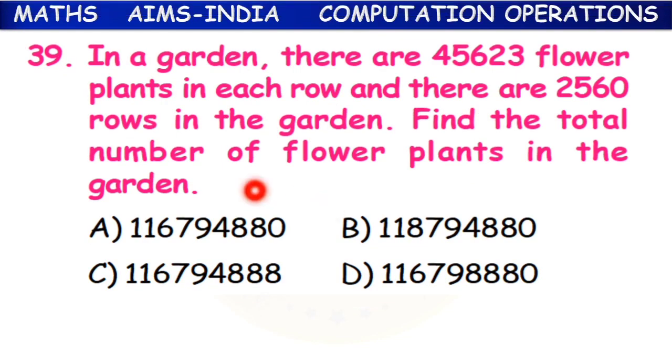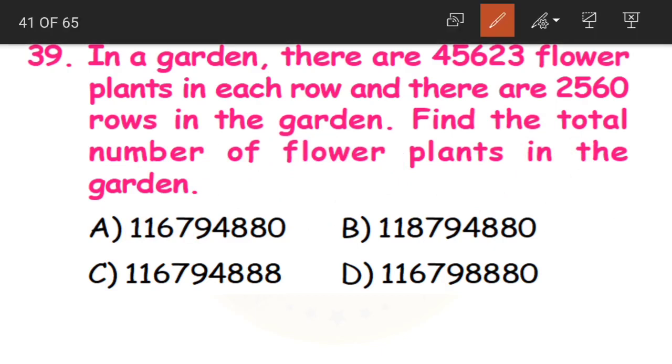Next question number 39. In a garden there are 45,623 flower plants in each row and there are 2,560 rows in the garden. Find the total number of plants in the garden. It is a very simple question, right children? The number of plants in each row is given and also the total number of rows are given. Now we should find out the total number of plants in the garden.